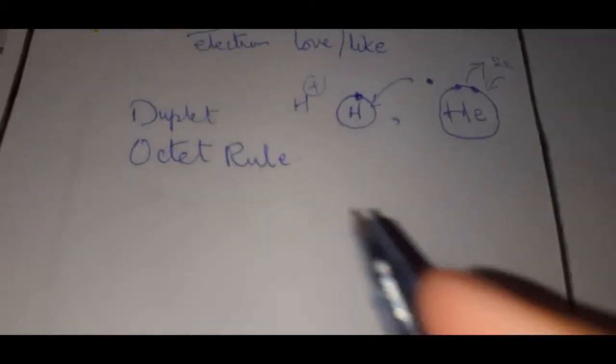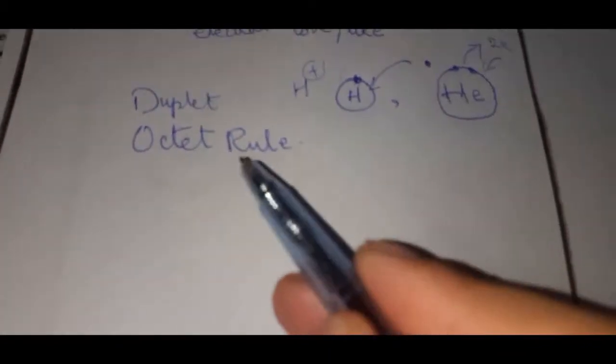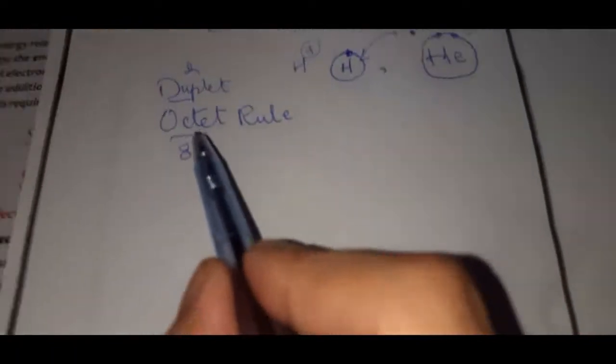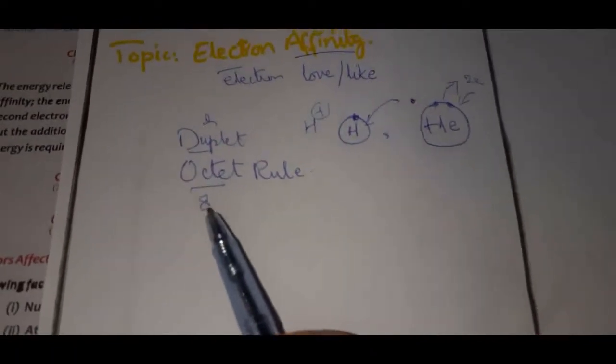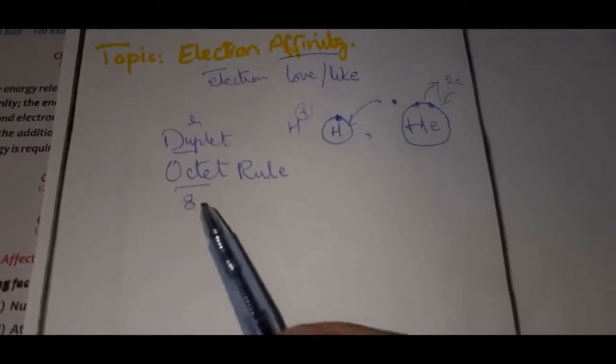Similarly, what is the octet rule? The octet rule is to have a maximum of 8 electrons. Oct means 8, dup means 2. So the octet rule means to have a maximum of 8 electrons in the valence shell.